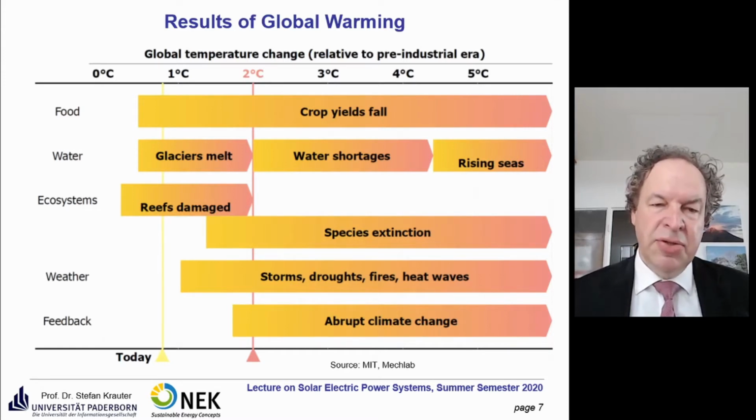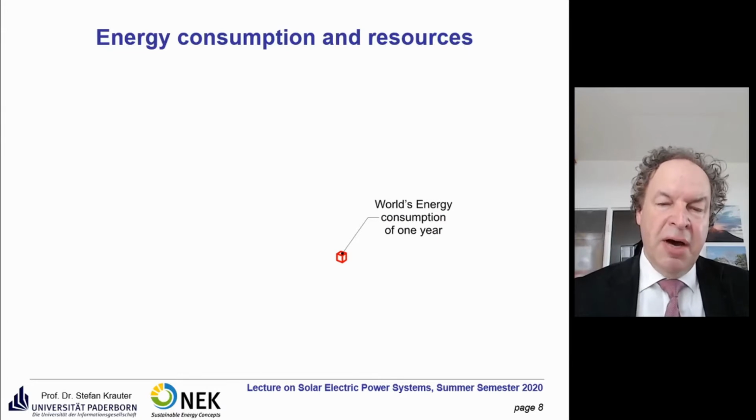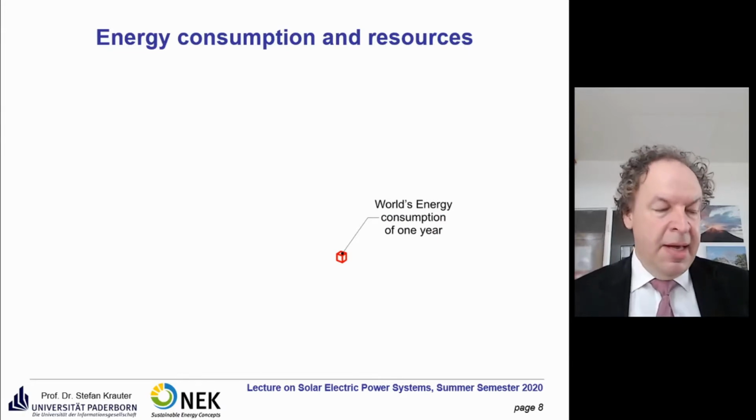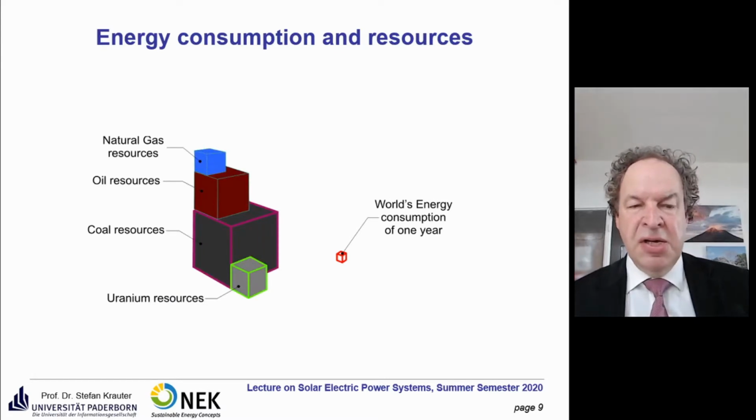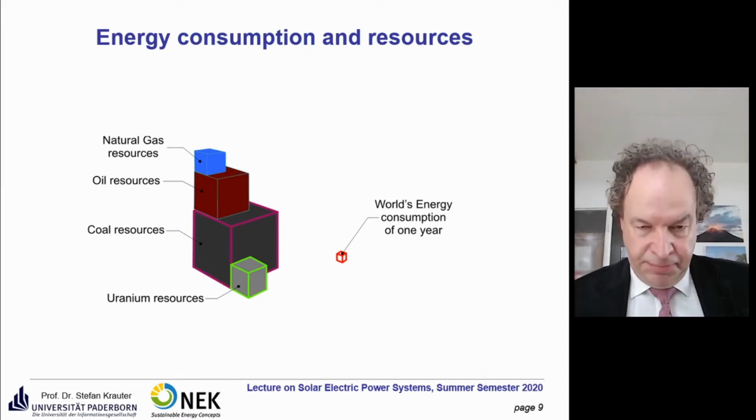So let's take a look at the possible solutions. First, let's take a look at the existing energy consumption. This small red cube represents the world's energy consumption during 1 year. And as we saw, we have some resources. We have the conventional resources. We have put them into relation, so we can't use them up very often. They are limited, and they do not get replaced, or are replaced only over very, very long time periods.